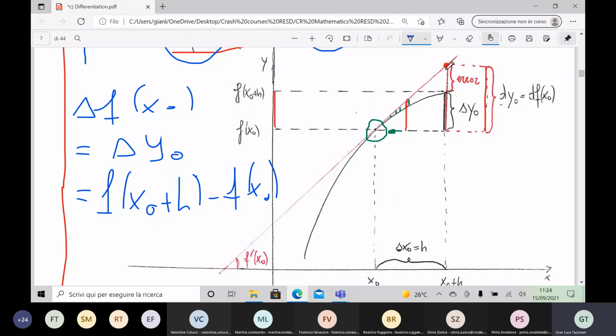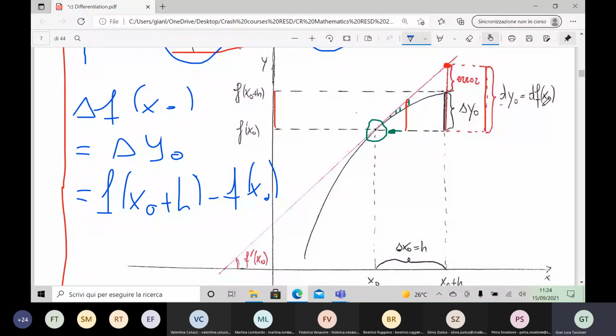So delta y0, guys, the differential is all this vertical distance, because it is the difference between the estimated new value of the function computed using the tangent line minus the initial value. So you see this distance minus this distance is this red distance. This is called dy0 or df of x0. This is the differential at the point x0 relative to the interval of length h.